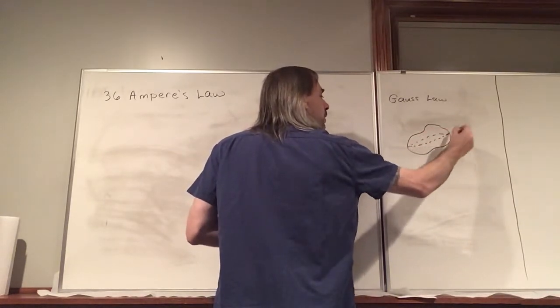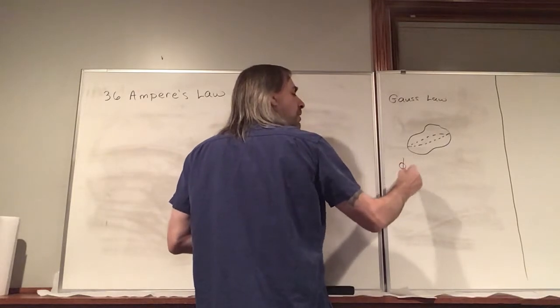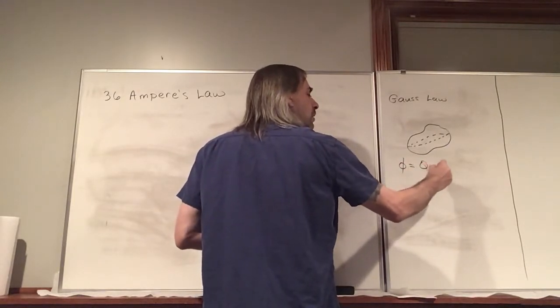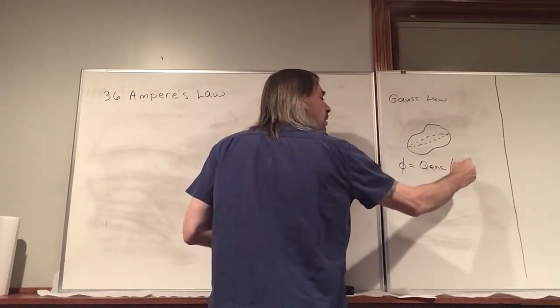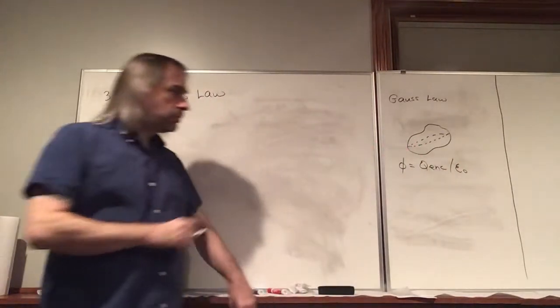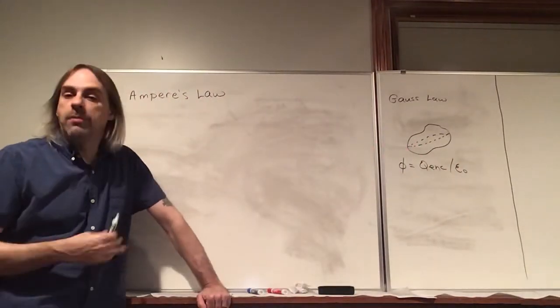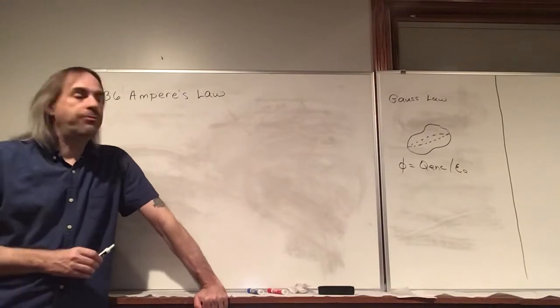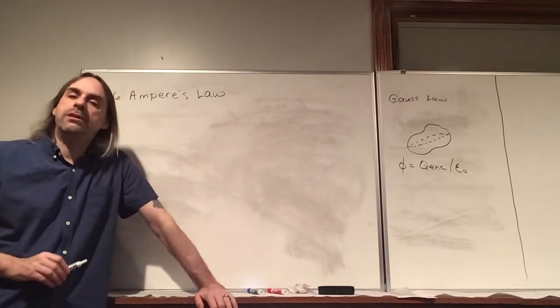I'll draw it like this. And then the flux through that surface is proportional to the charge enclosed over epsilon naught. So that's Gauss's law. Ampere's law is different.